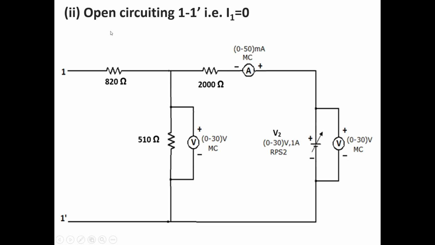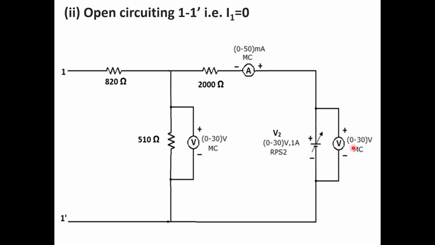Now one more circuit to determine the H parameters, that is hybrid parameters: open circuiting 1 dash, that is I1 equal to 0. Port 1 dash is open circuited, therefore no current will flow through 820 ohms. We have connected a voltage source across port 2 dash, whose range is 0 to 30 volts, 1 ampere, that is our regulated power supply 2.